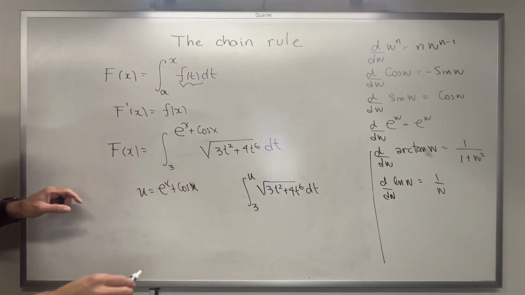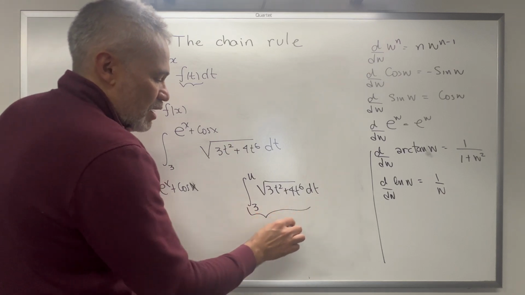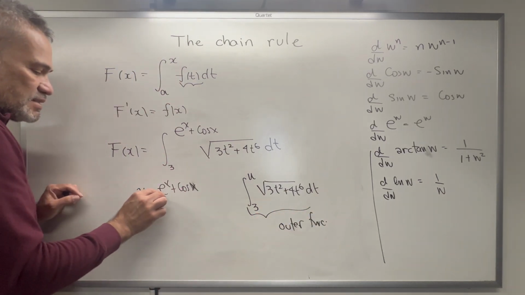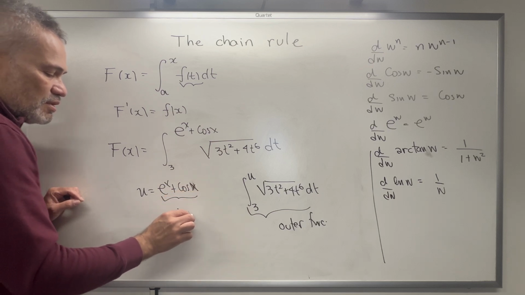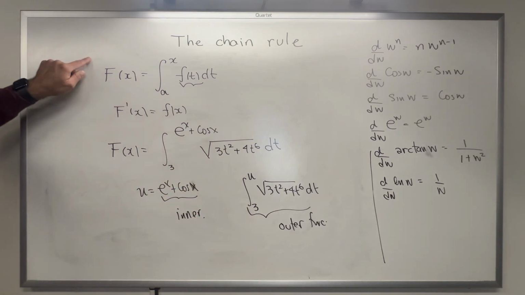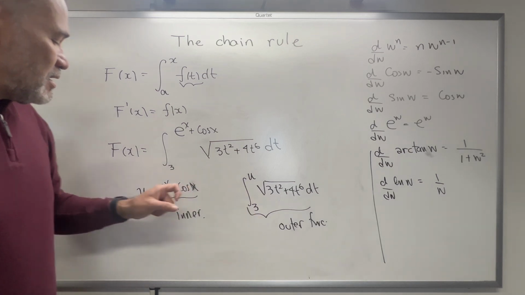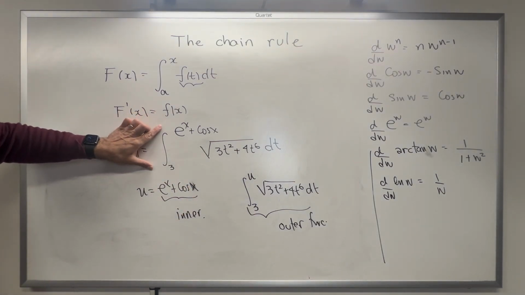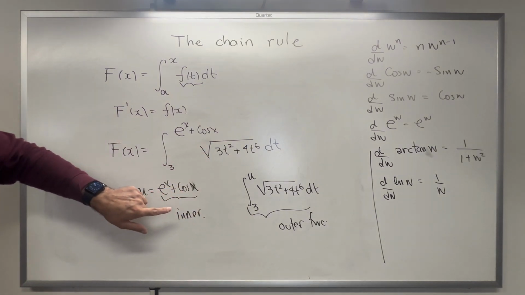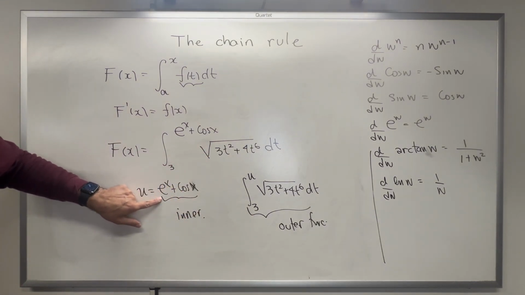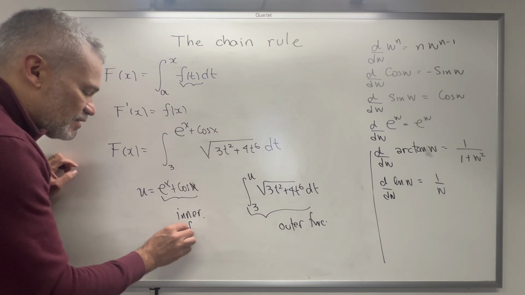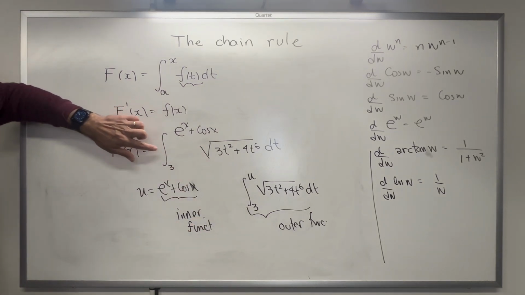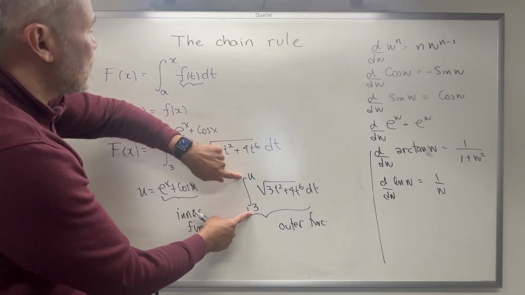And then we can call this the outer function, and this the inner function. But the chain rule says that the derivative of this function is the derivative of the outer function times the inner derivative, which is the derivative of the inner function.